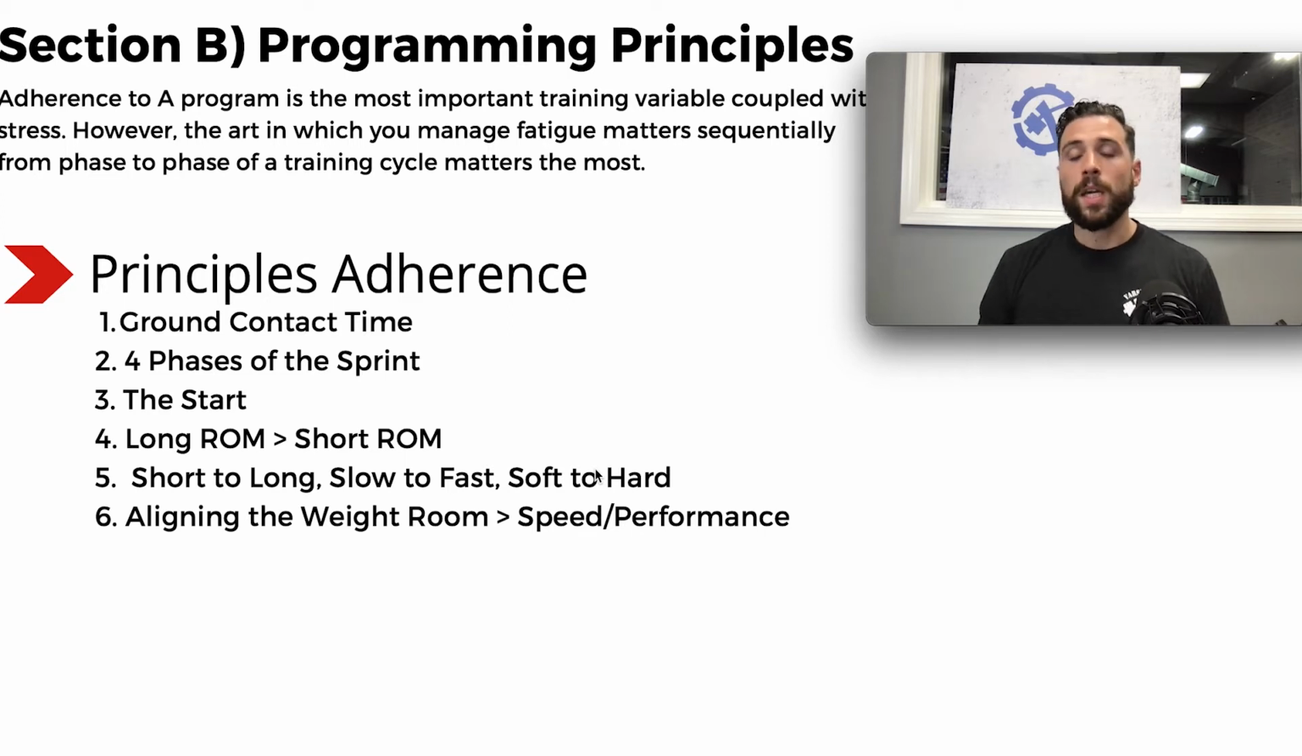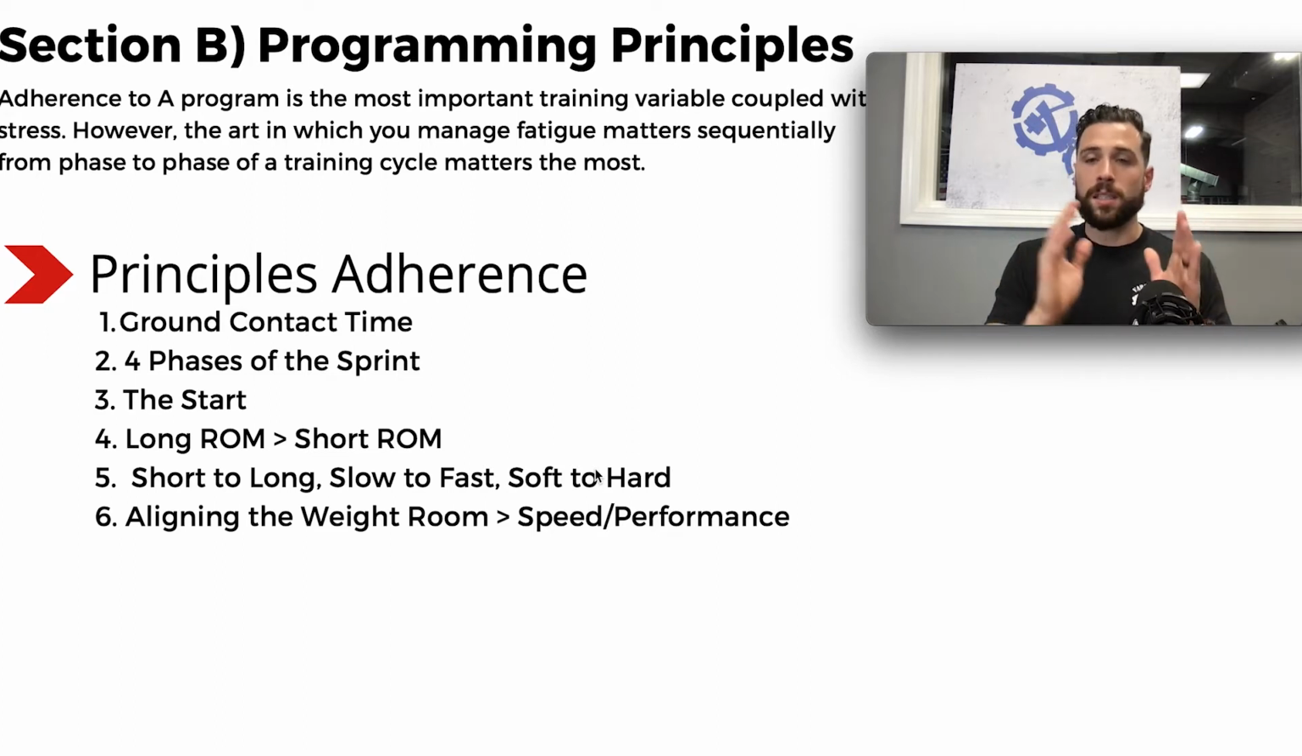Number 5, here are 3 principles that I cannot state enough: short to long, slow to fast, and soft to hard. We're going to talk about these in our speed biomechanics section in the 5 governing principles of speed development. But to reiterate quickly, short to long refers to distance, to help mitigate fatigue and not get them running further and further, exposing them to potential chances of injury. Slow to fast is moving slow to fast.